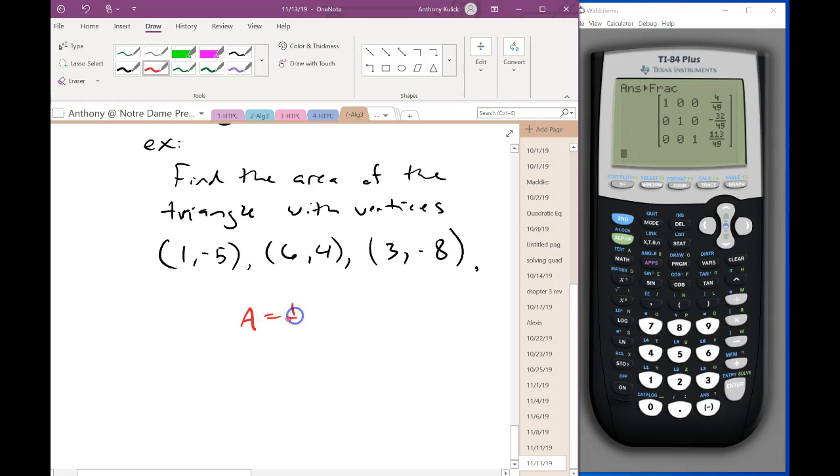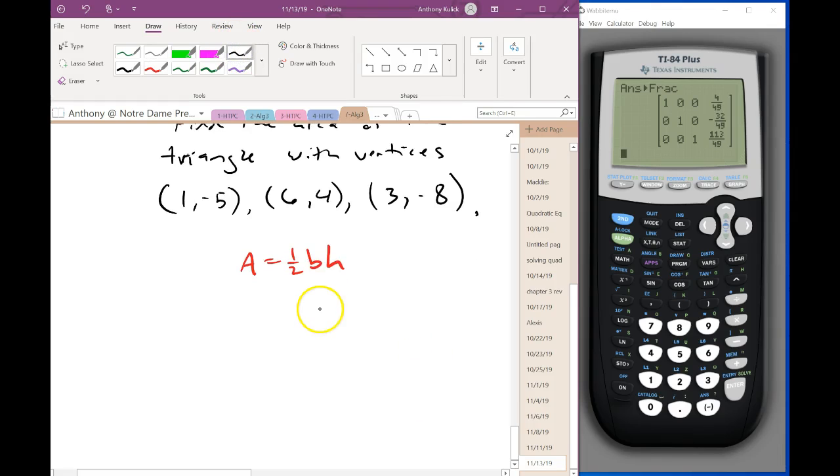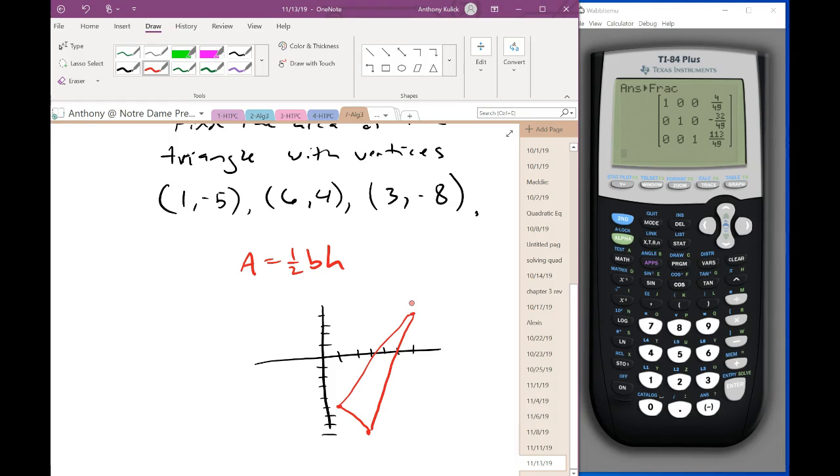Yeah, so you probably would think to use the area formula for a triangle, which is 1/2 base times height. The problem with this, though, is if I tried to do that, that's my triangle. And unfortunately, none of the side lengths of this triangle is the height of the triangle.